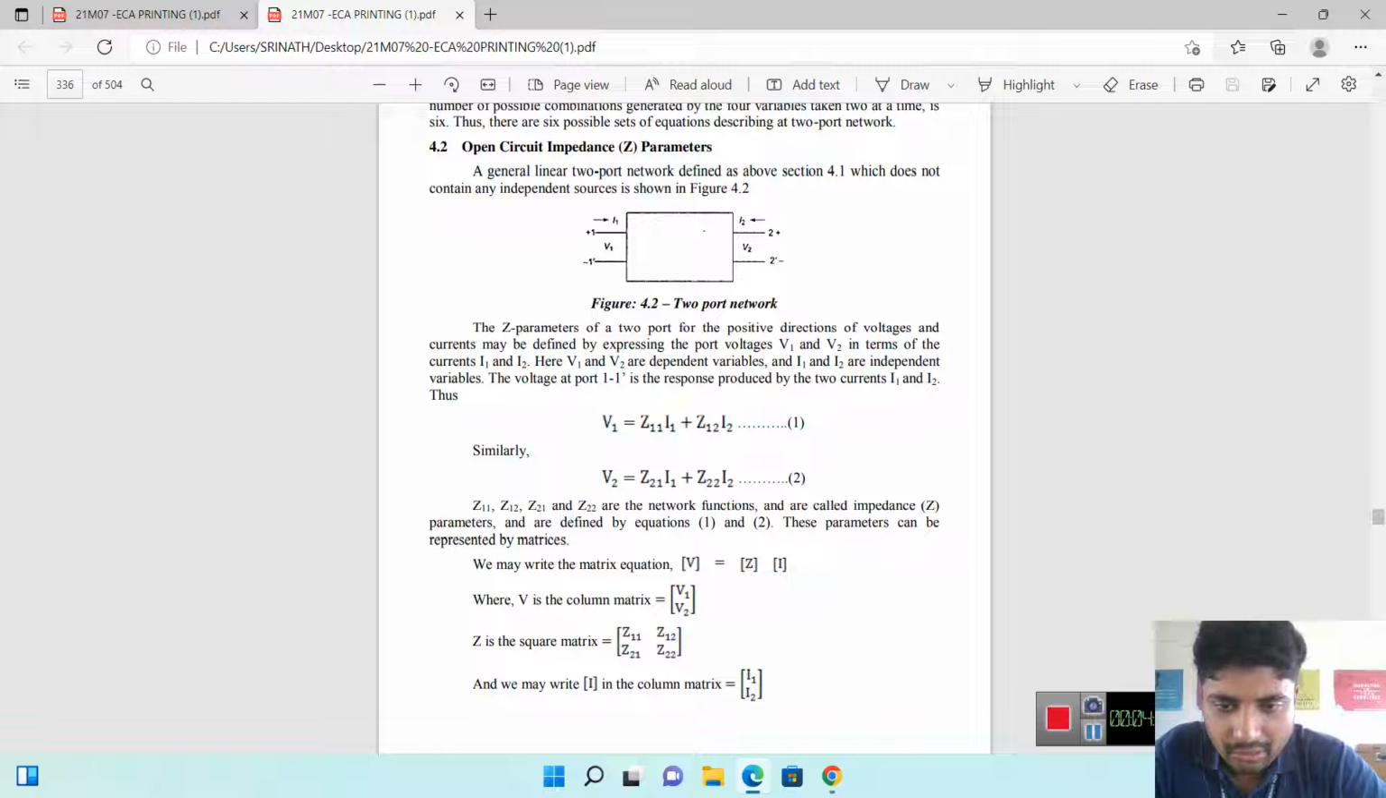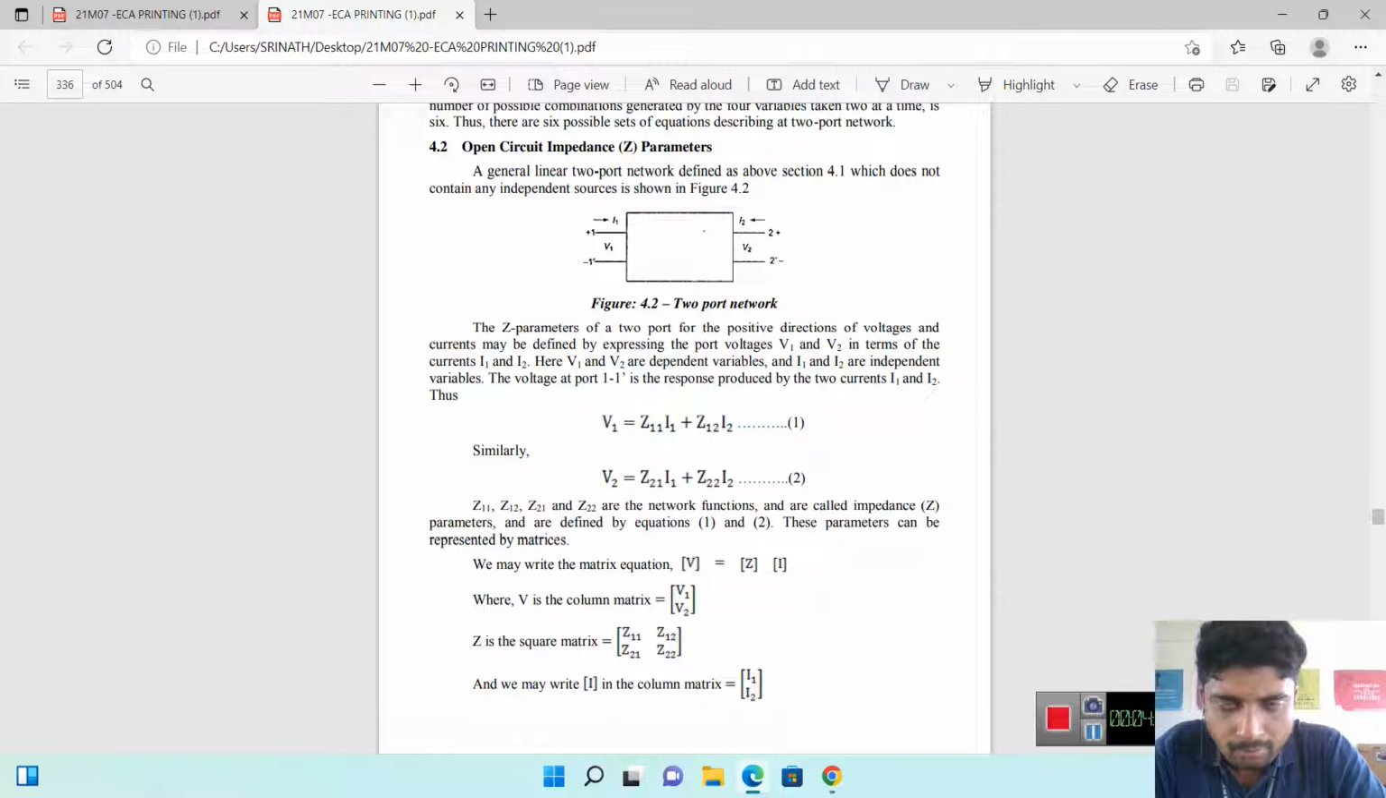Let us form the equation at port 1, 1 dash. Considering the left hand side circuit, that is the V1 voltage, the equation is V1 equals Z11 into I1 plus Z12 into I2. This is the consideration when the signal enters the network. Again, for the right hand side we consider V2. V2 equals Z21 into I1 plus Z22 into I2. These Z11, Z22 and the others are the network functions, showing how the network functions in your two-port network. That is known as the impedance.